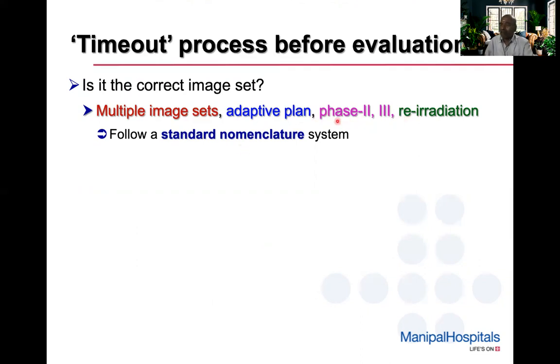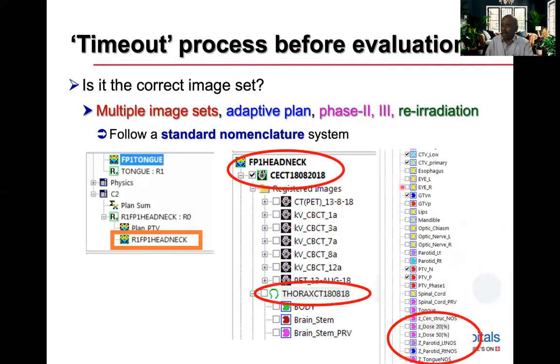So in that type of circumstances, you have to use a standard nomenclature. Follow a standard nomenclature system to avoid mistakes for everything, for contours. And when physicists develop their own contours for optimization purposes, put them in the last by adding a character Z at the beginning. And then like FP1, final plan 1, for the plan name, thorax CT for the image data set, and FP1 for the plan name. R1 stands for when the patient comes for re-radiation.